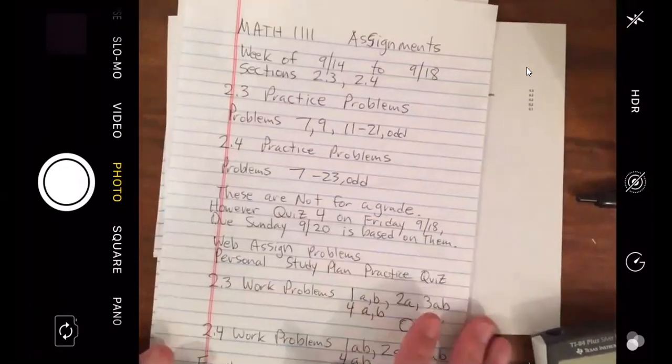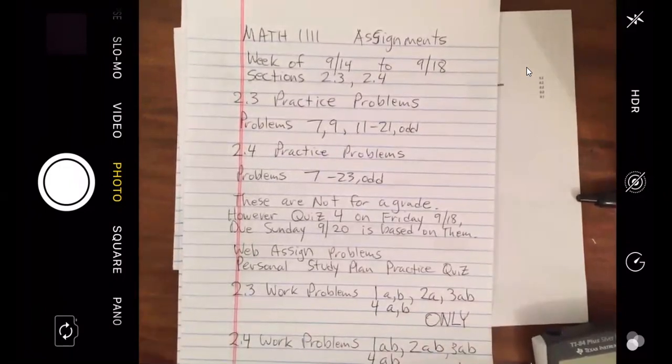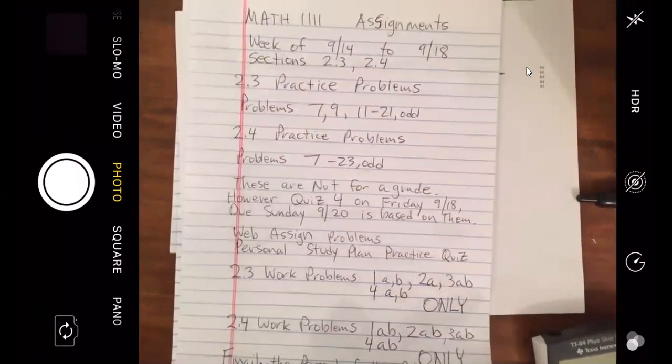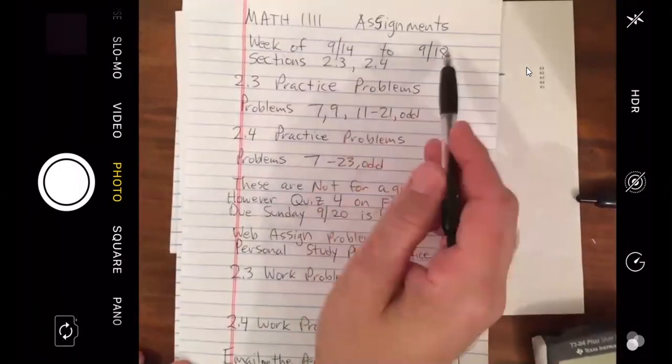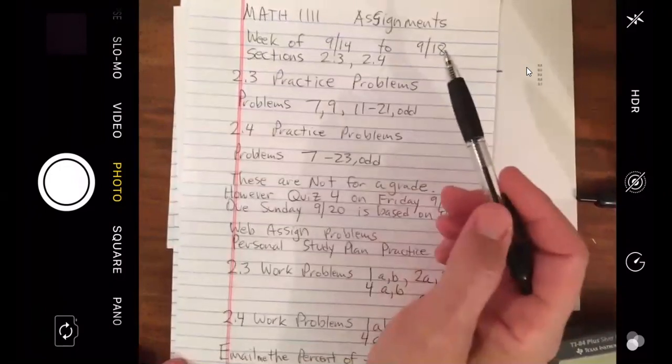Okay, I didn't make a separate video going over the assignments. I just didn't have time yesterday. So let me just really quick explain the assignment. It's only one page long. Hopefully it's pretty self-explanatory. This week, 9/14 to 9/18, we're doing sections 2.3 and 2.4.